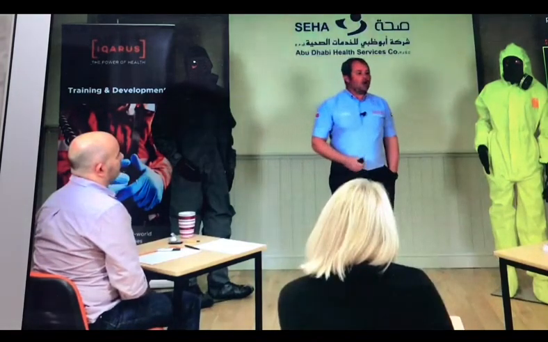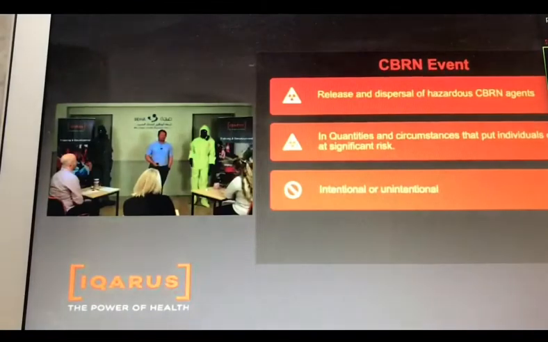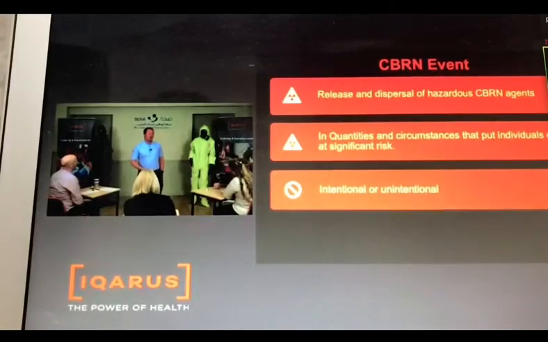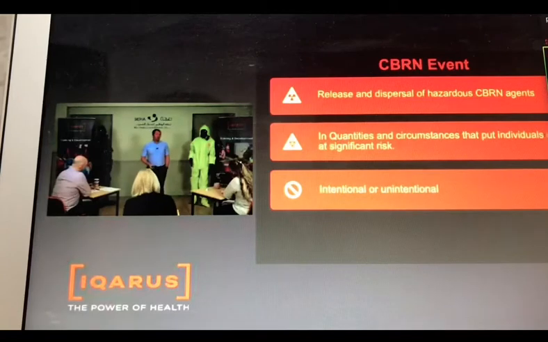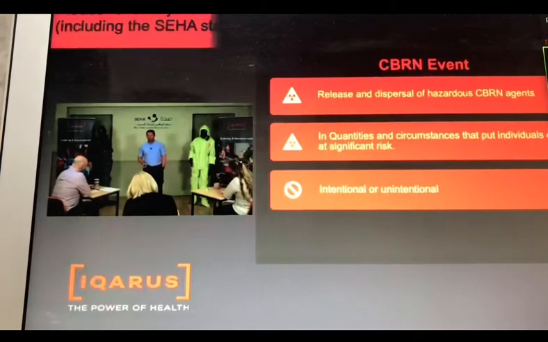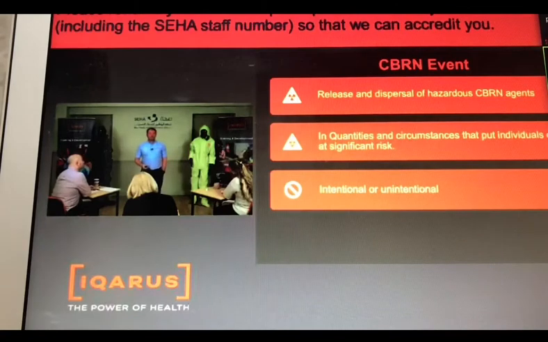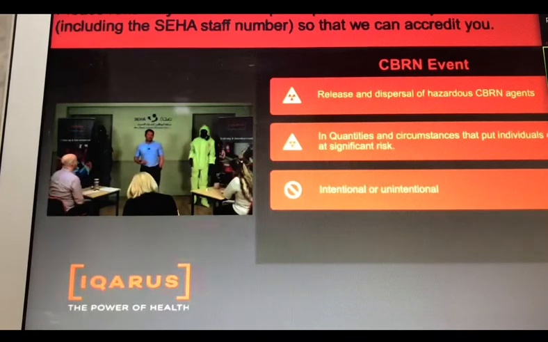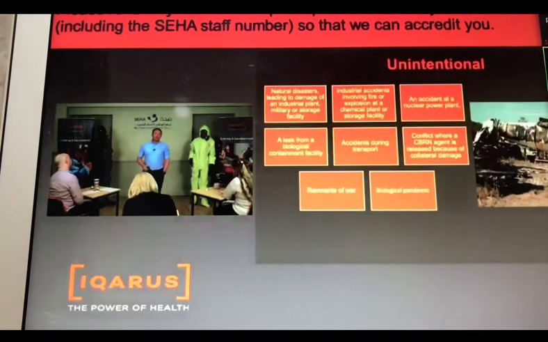So what is a CBRN event? Well, it's a release or dispersal of hazardous CBRN agents in quantities and circumstances that put individuals or groups of people at risk. So effectively, it's the release of some sort of chemical or biological agent into the normal environment that can either affect whole populations, groups of people, or can be targeted against one individual. This is what we've seen with the Novichok attacks. They can be intentional or unintentional releases. And an unintentional release is accidental. It's not supposed to happen.